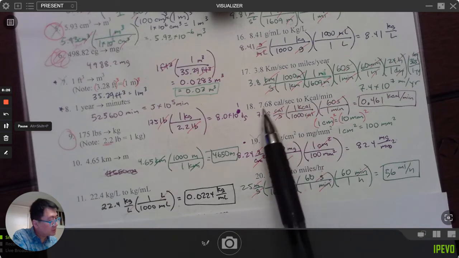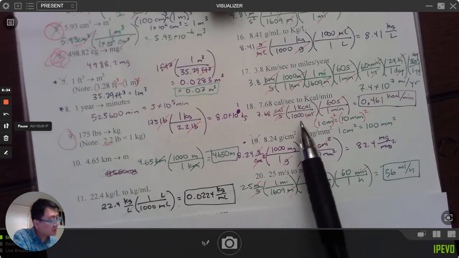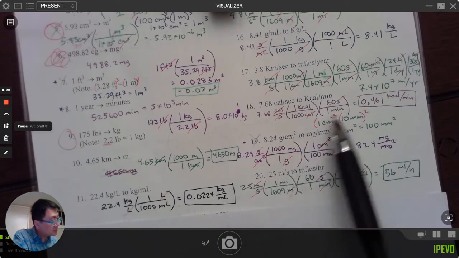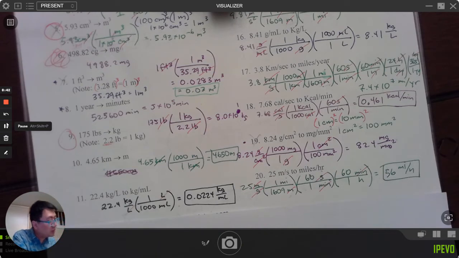Number 18, 7.68 calories per second is how many kilocalories per minute. Change calories to kilocalories. There's 1,000 calories in a kilocalorie. Then 1 minute is 60 seconds. Seconds cancel, calories cancel. I got 0.461 kilocalories per minute.